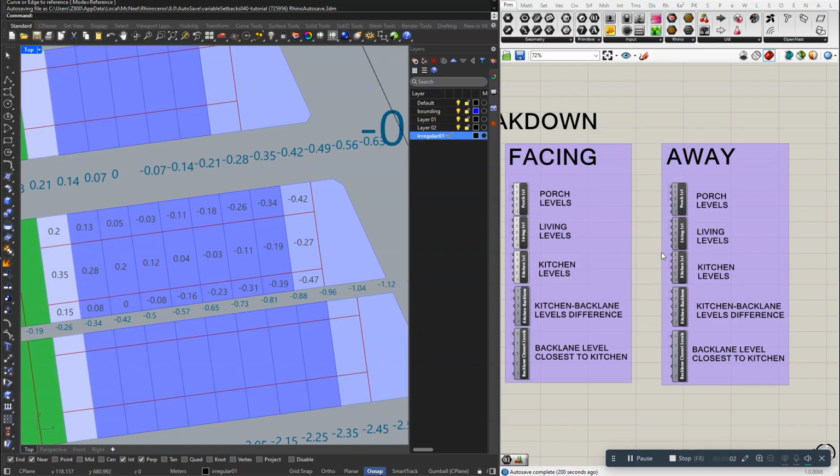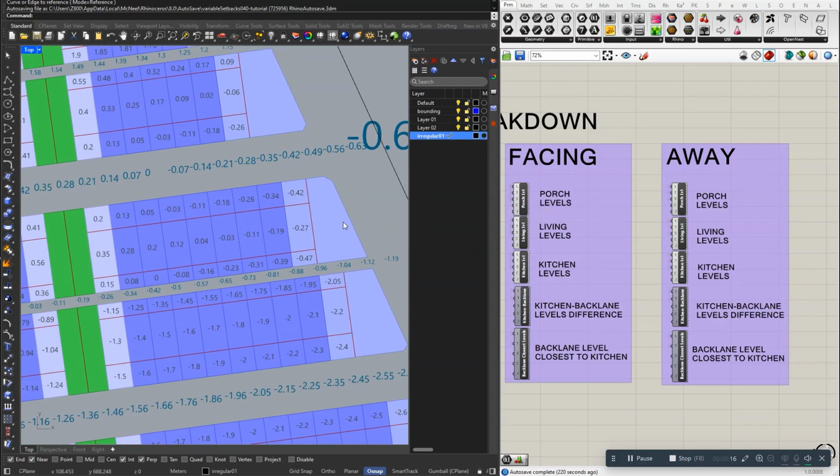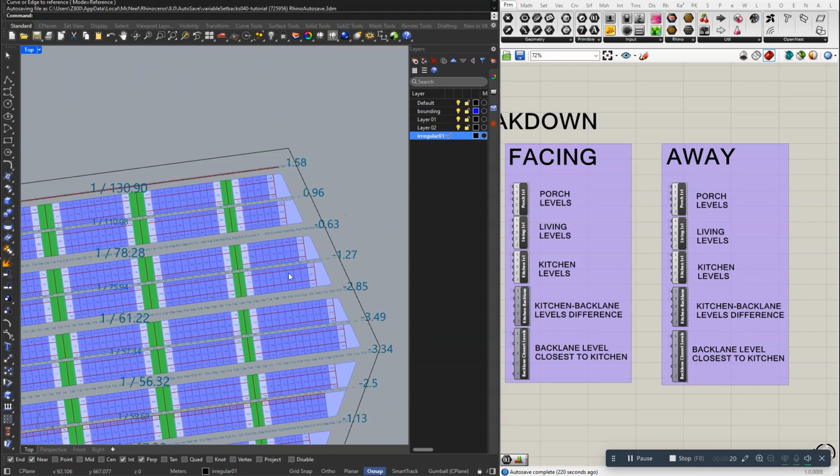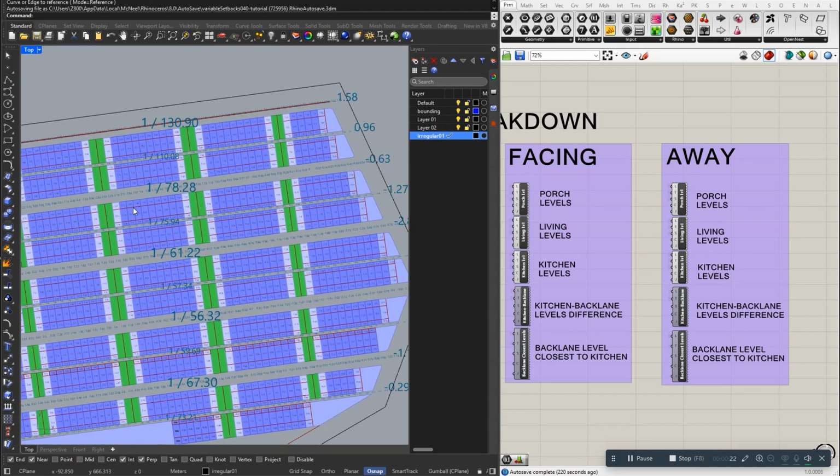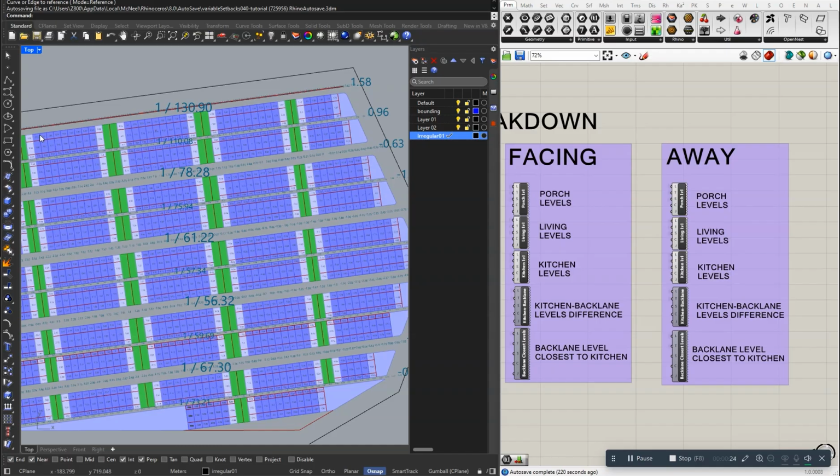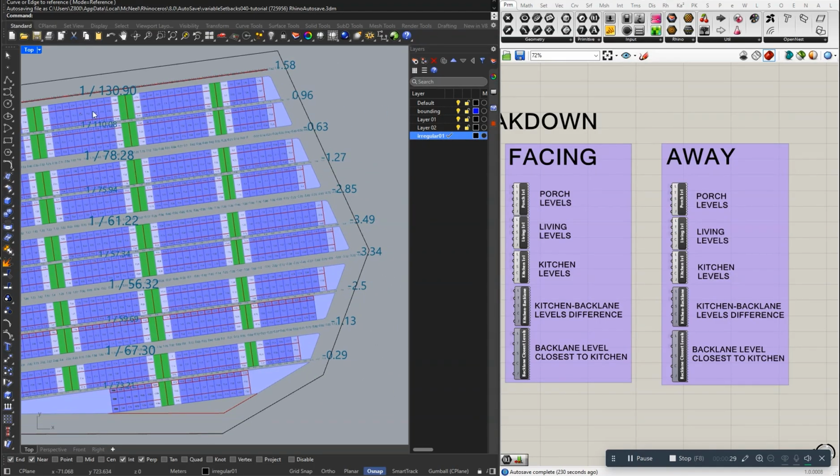Now we're going to look at the rows that are facing away from the reference edge. I'll turn them on. The reason why we have two different categories, facing and away, is because of the slope direction. In this case, it's higher on this side and lower on this side. So that's the direction of down.